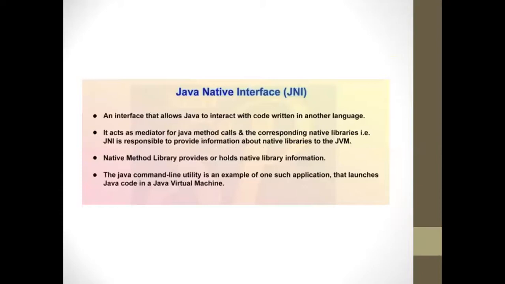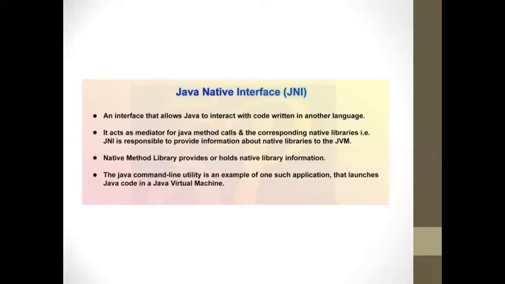Next, there is the JNI, the Java Native Interface. That interface allows Java to interact with code written in other languages. Native means anything that doesn't belong to that particular environment. Java provides us with a wonderful feature, the Java Native Interface, that allows Java to interact with code written in other languages. It acts as a mediator between Java method calls and the corresponding native libraries.